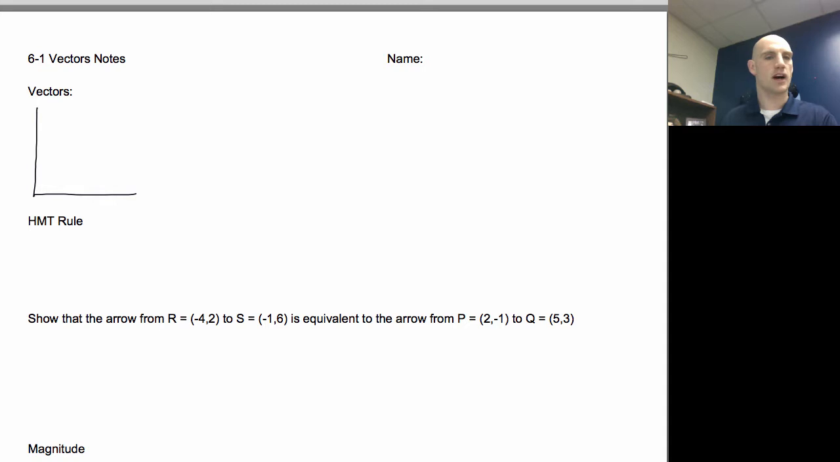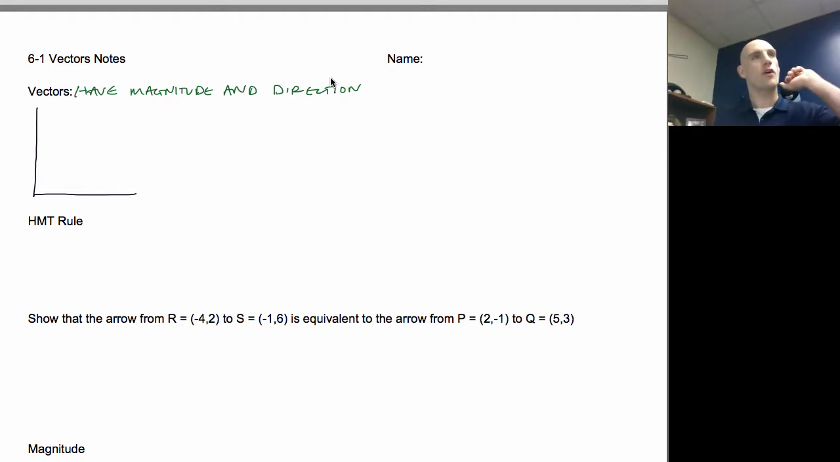And vectors, the thing about vectors is they have magnitude and direction. Okay, and we're going to talk about magnitude in just a minute, but magnitude is how long they are, and they go in a specific direction. It's not just walking a certain speed, it's going to a definite place at a definite rate.